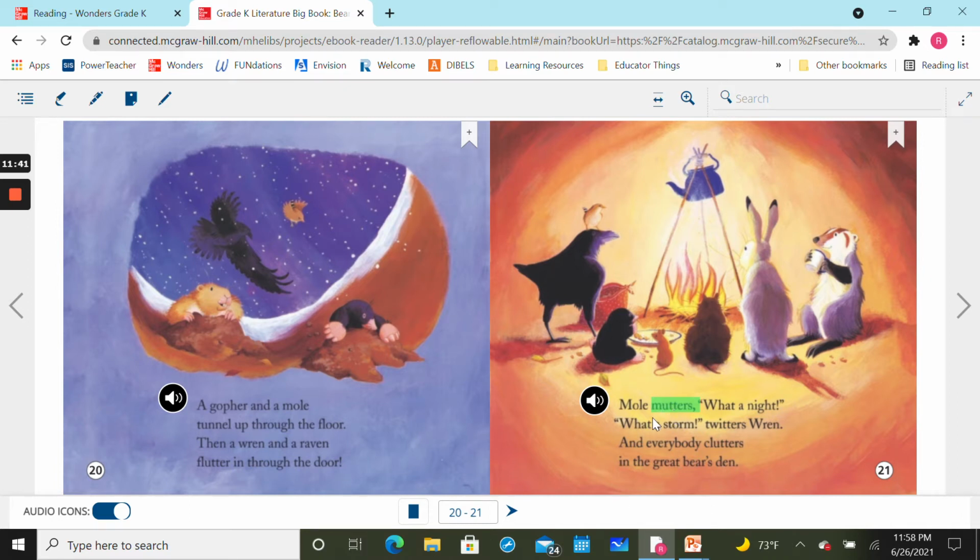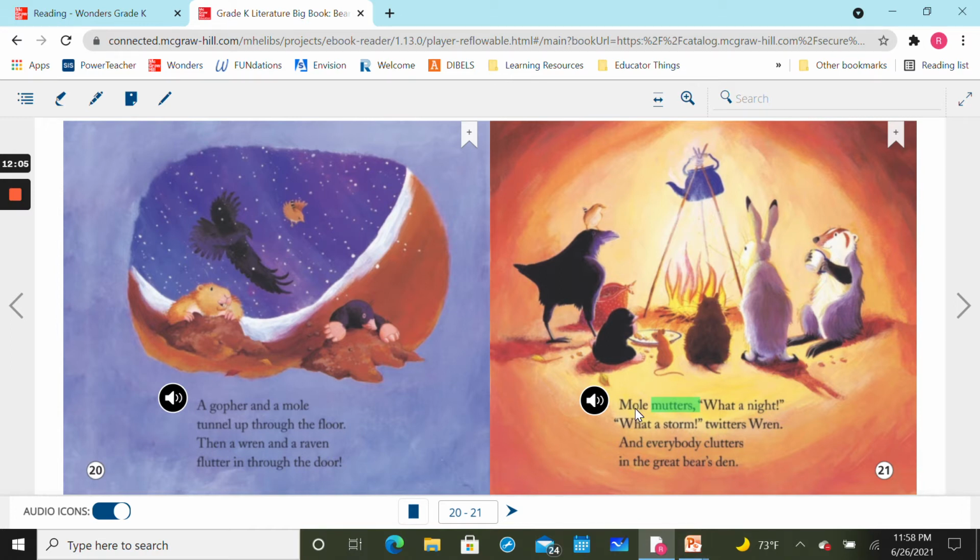So this word that I have highlighted here, mutters. I wonder what the word mutters means. I'm going to use context clues to figure it out. And when I use context clues, that means that I read the words around the word that I don't know and try to figure out what that word means.